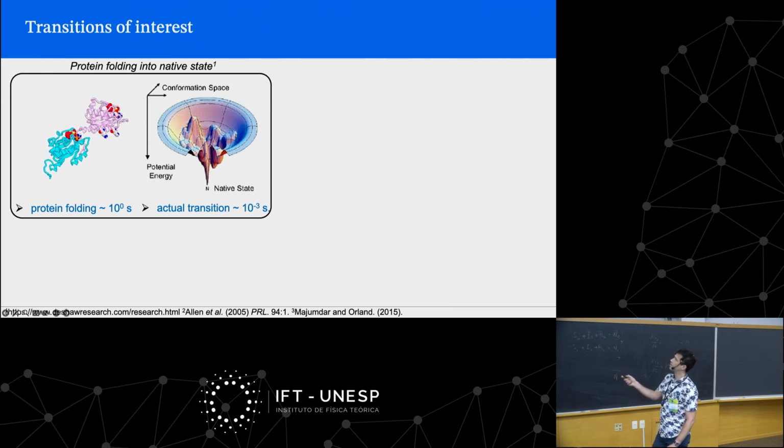Okay, this is a little simulation of what it could mean to study protein folding with molecular dynamics, for example.